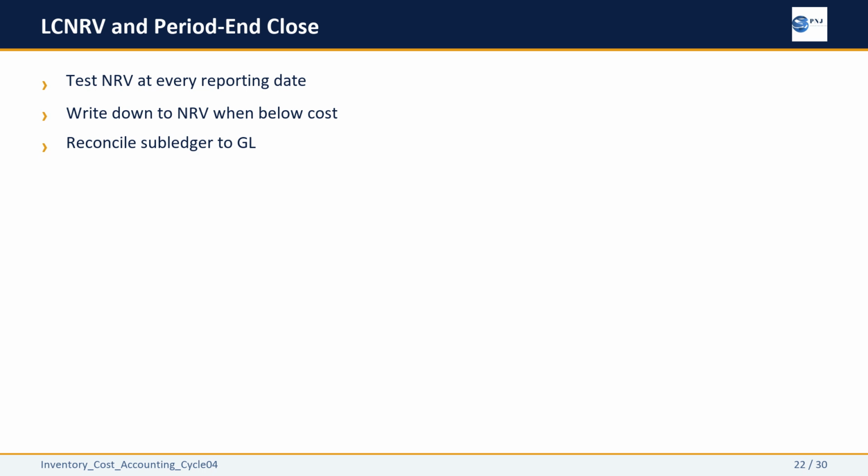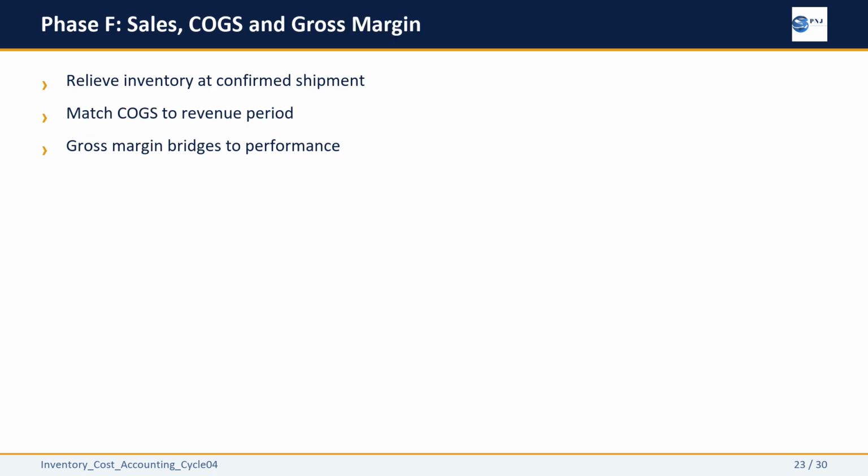The close then reconciles the inventory subledger to the general ledger, clears the GR/IR account, and accrues goods in transit. This is the primary detective control. Phase F turns inventory into results. Goods are picked, packed, and shipped with FIFO rotation and lot tracking, and inventory is relieved at confirmed shipment under perpetual. COGS is recognized in the same period as the related revenue, the matching principle.